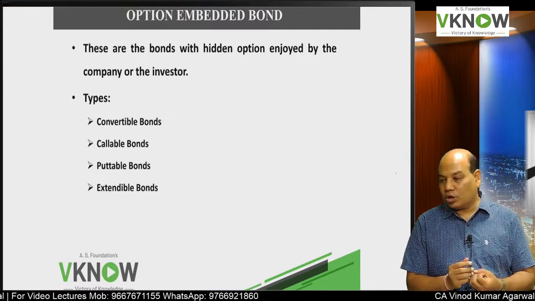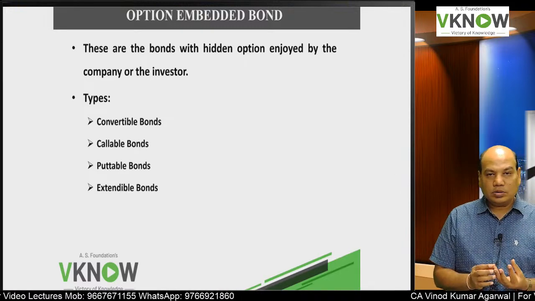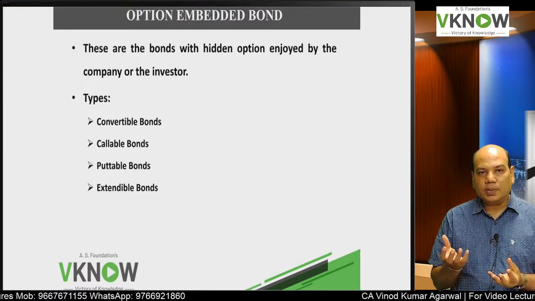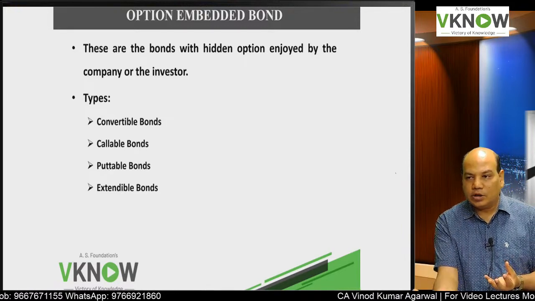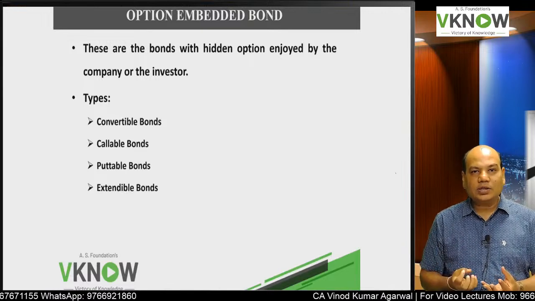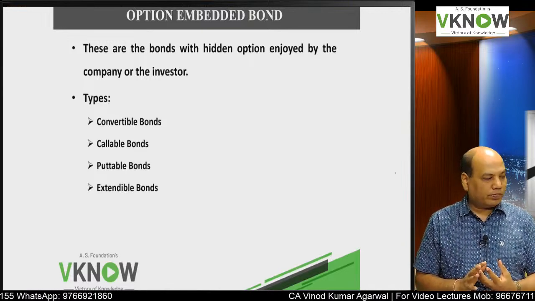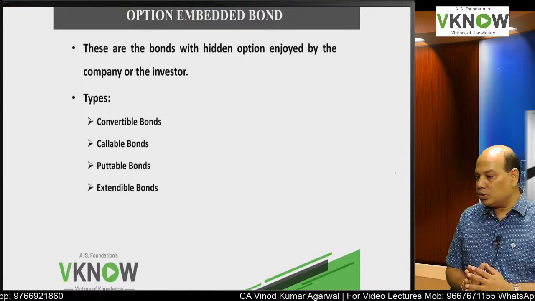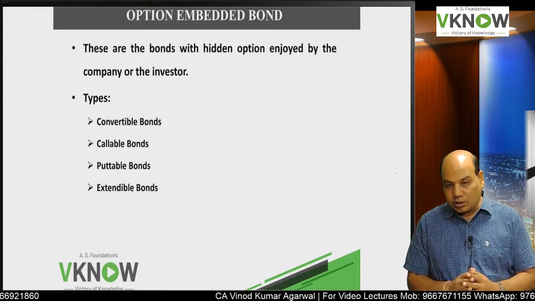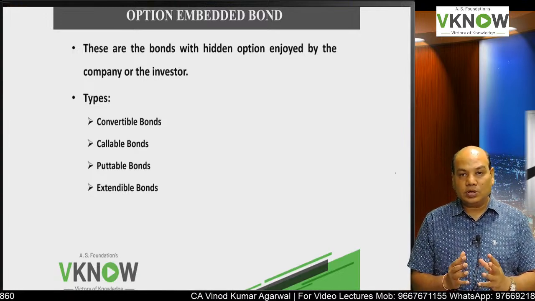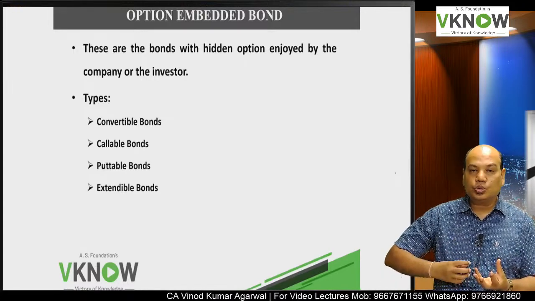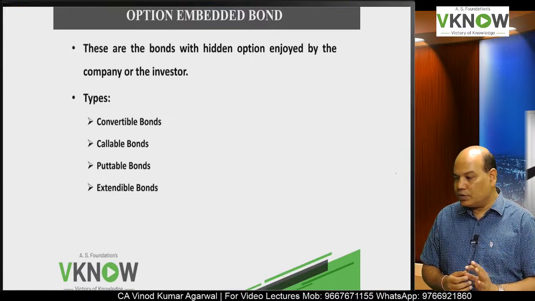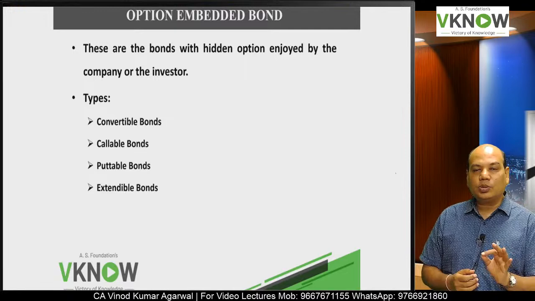The other example is callable bond. Callable bond means the bond with call option. It is a bond plus the company which has issued the bond has an option to call back the bond before the maturity date. Company can call back the bond before the maturity date. That option is with the company. Is it right? And then putable bond. Putable bond means the bond plus an option to surrender the bond before maturity is with the investor. If the investor wants, he can surrender the bond before maturity.